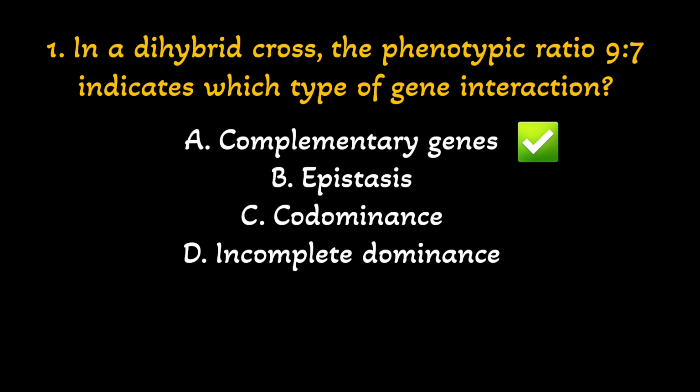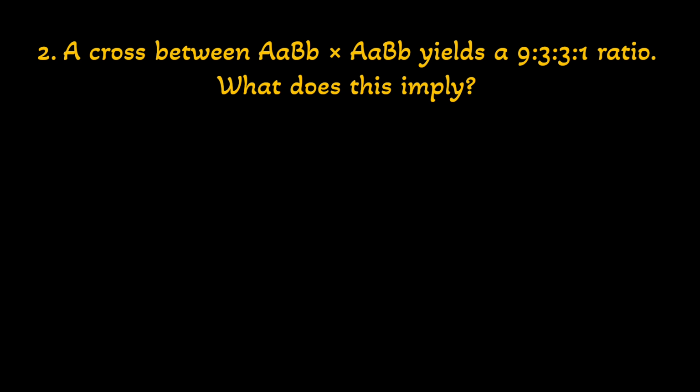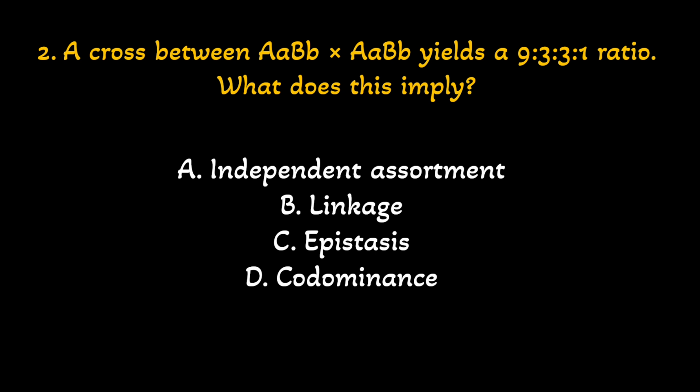Let's see what's the second question. The second question is, student, that there is a cross between the two species. That cross will yield a 9:3:3:1 ratio. So we have to tell what does this imply. The options are A, independent assortment, B, linkage, C, epistasis, and D, codominance. So the correct answer for this question is option A, independent assortment.